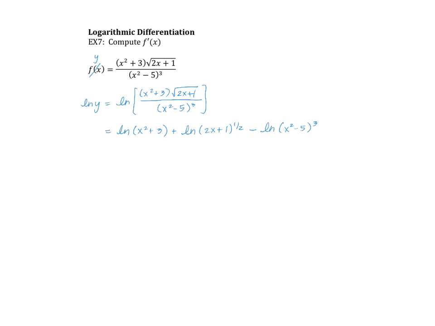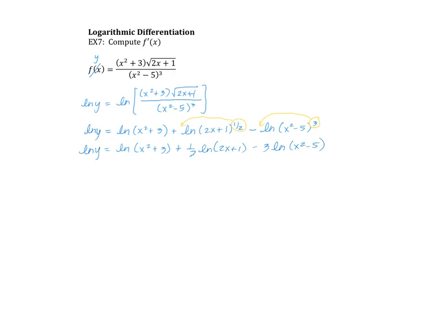So now that I have it expanded out, I'm also going to do a little bit more work. And I'm going to use this log property to take our exponents out into the front, the 1/2 and the 3. So we have 1/2 times the natural log of 2x plus 1 minus 3 times the natural log of x squared minus 5. Okay. So remember, this is all equal to the natural log of y. I don't want to forget that.